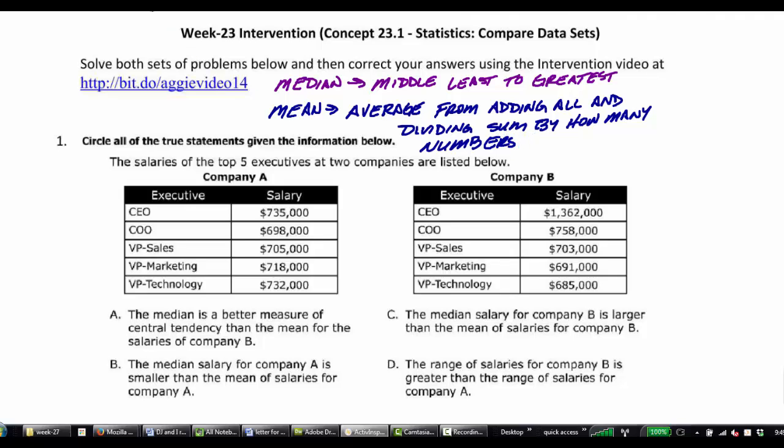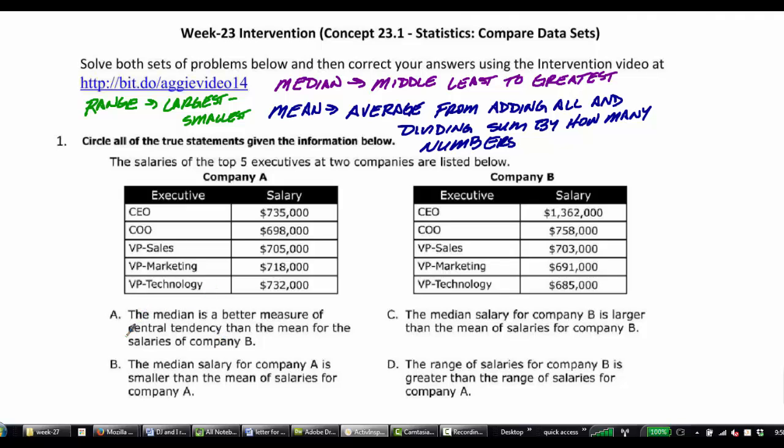And then the last term that we're going to see is the term range. And range is largest minus smallest. So when you take the biggest number, take away the smallest number, you get the range. So it wants us to circle all the statements that are true. Statement A, the median is a better measure of central tendency than mean for the salaries in Company B.